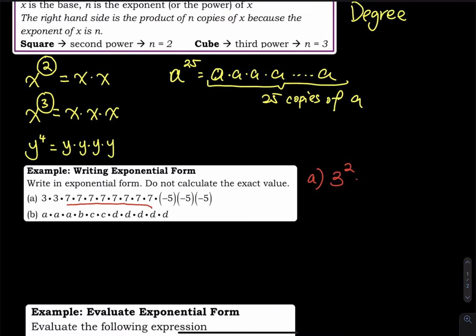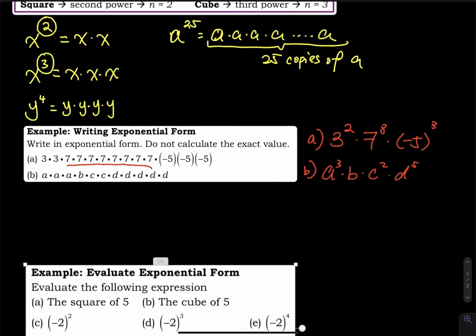So that will be times 7 raised to the 8th power, and then multiply by -5, the entire -5 in parentheses, raised to the third power. The parenthesis is necessary. You will need the parenthesis because that changes a lot of things. And then the next one, we have 3 copies of a, so that will be a to the third power, 1 copy of b, 2 copies of c, and then 5 copies of d. The dot means multiplication.